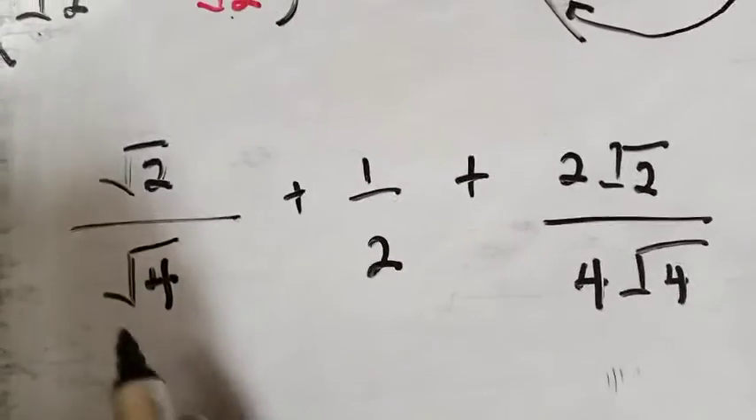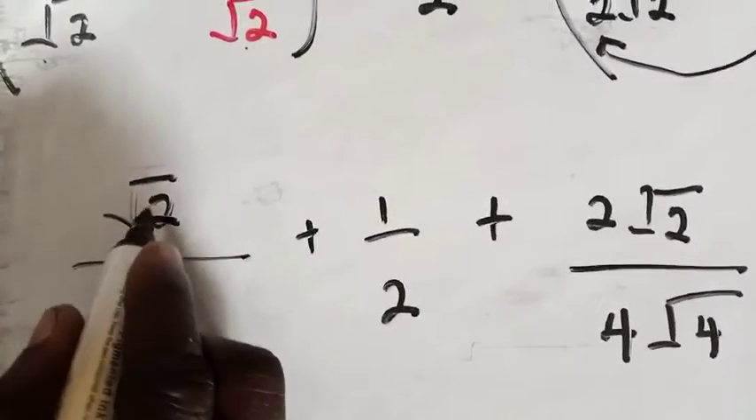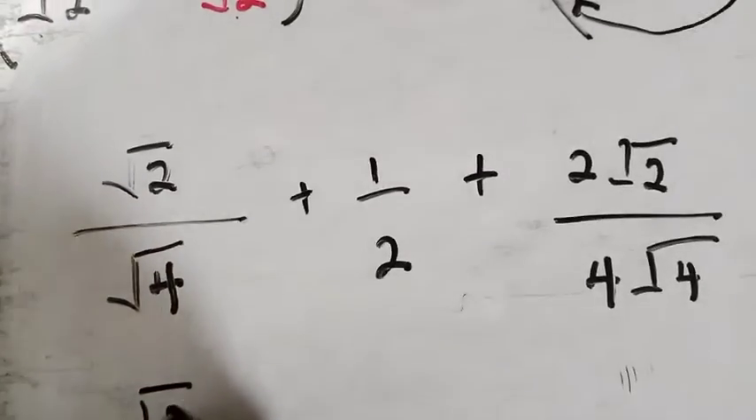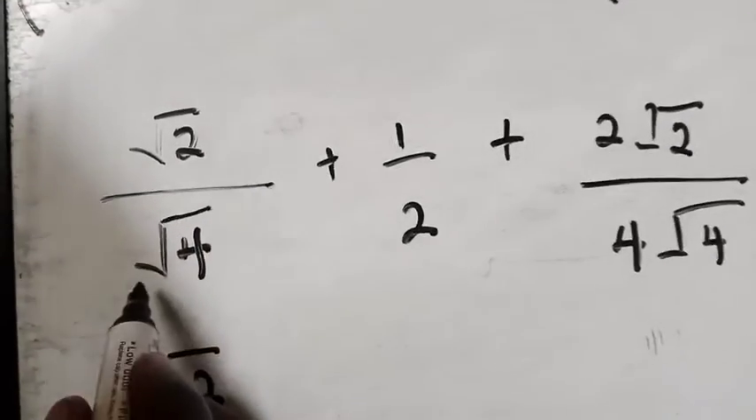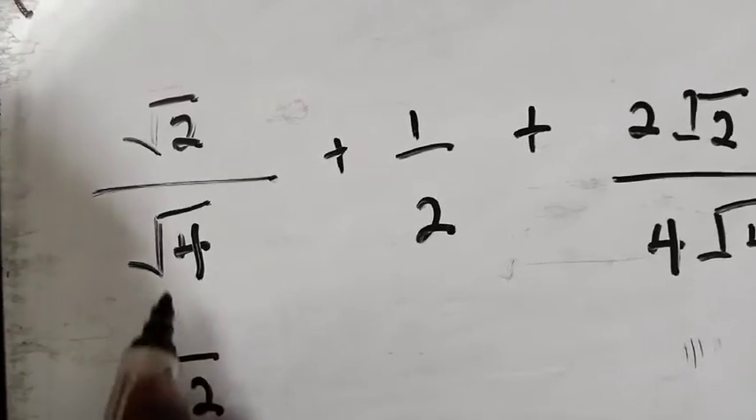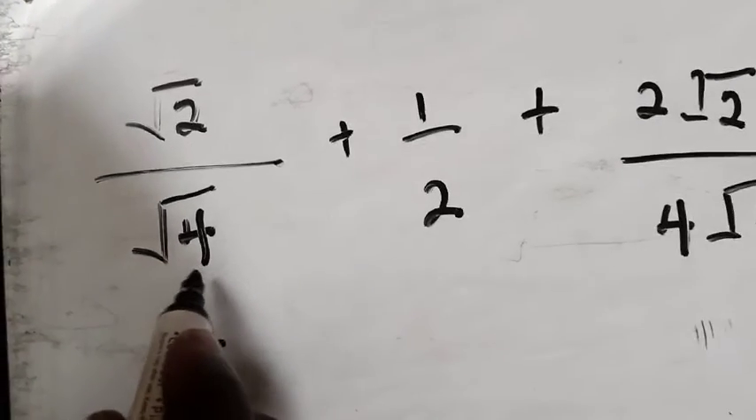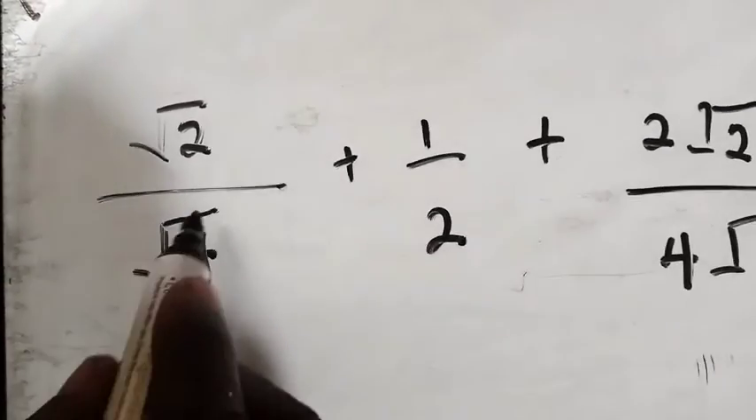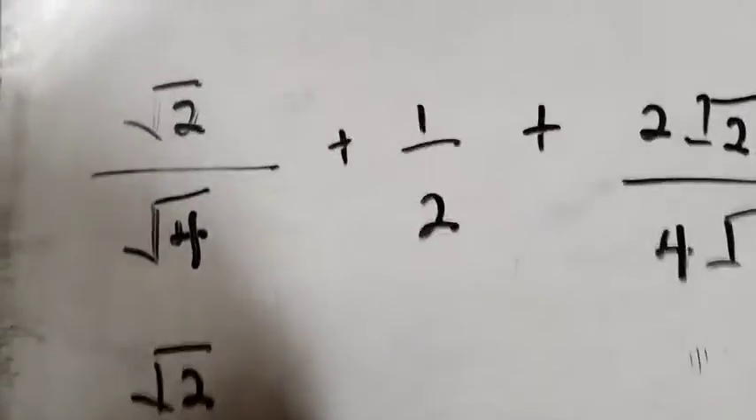Okay, now let's proceed. We are not done because here root 2 is still root 2, but down here root 4 will give us 2. The reason being is that this is a perfect number, right? So taking a square root of any perfect number, you should have a whole number.